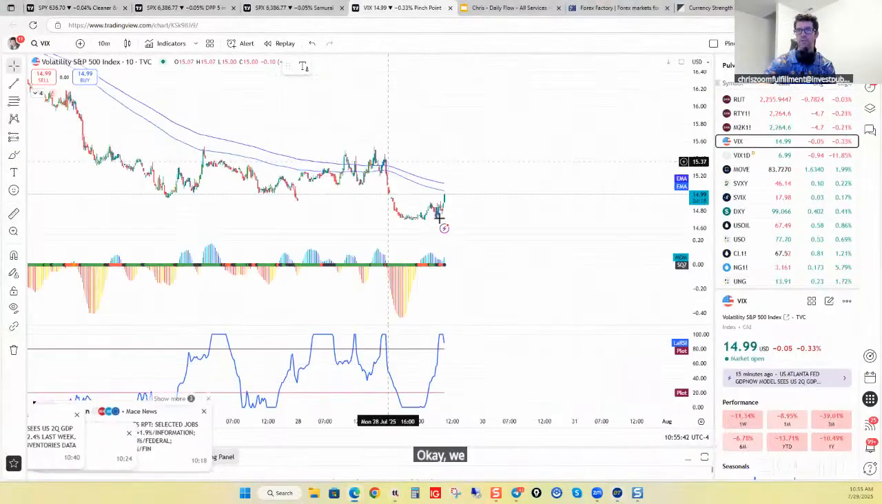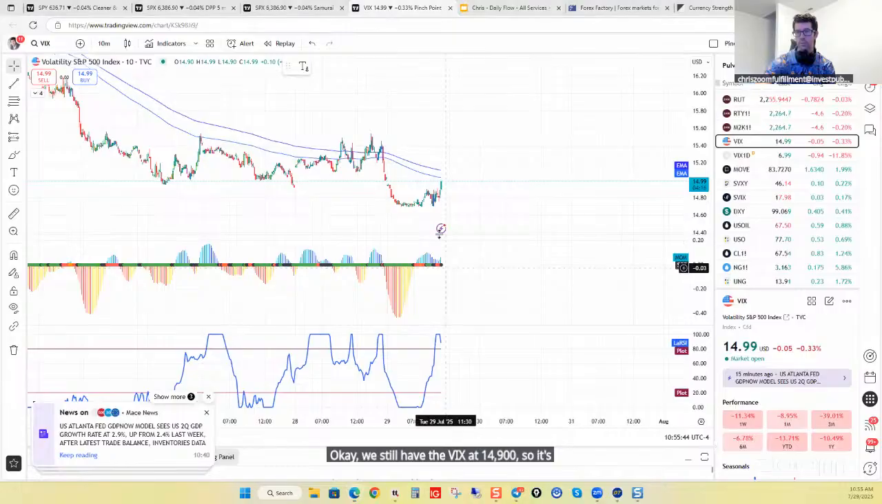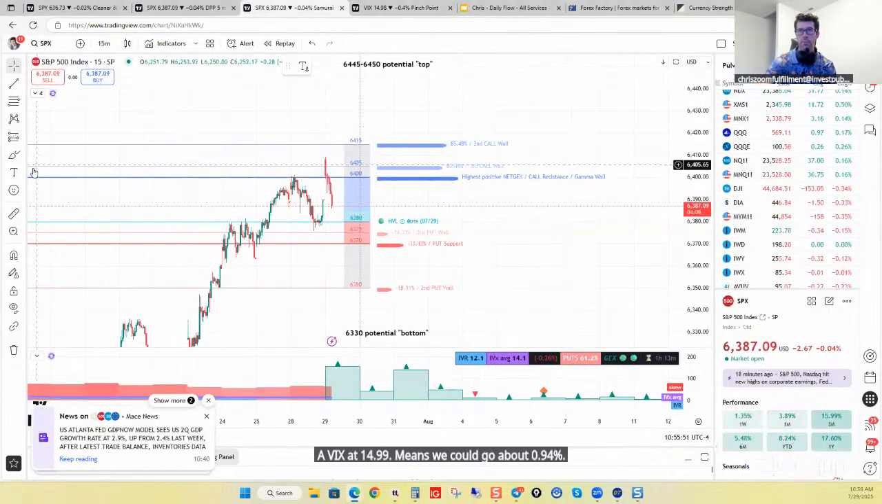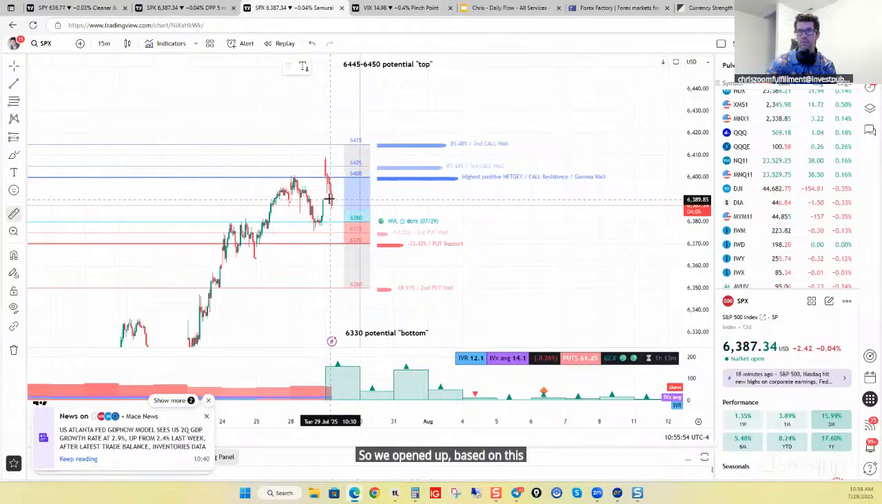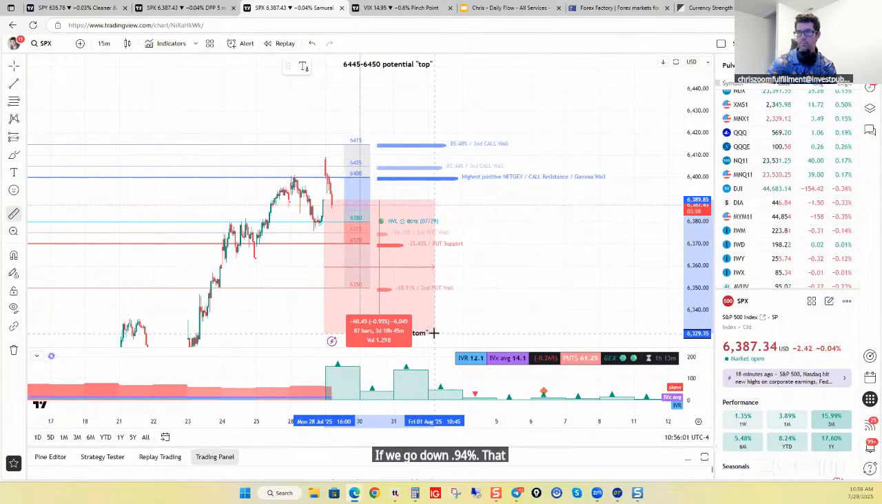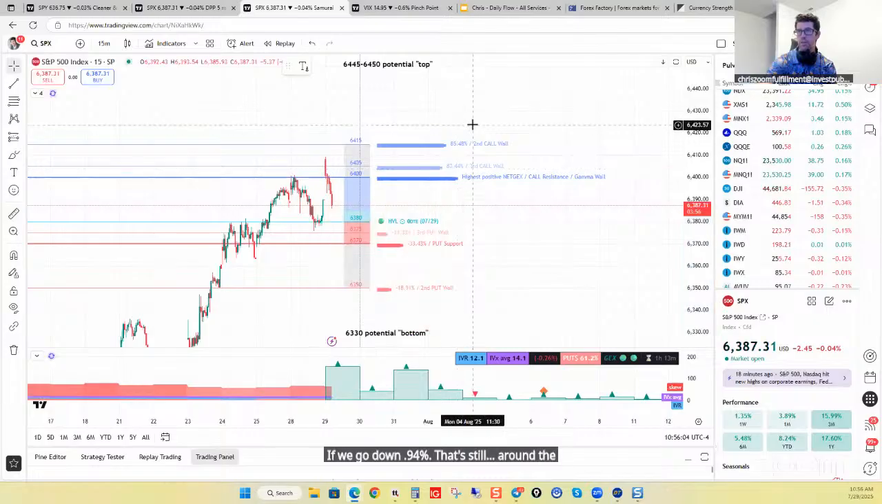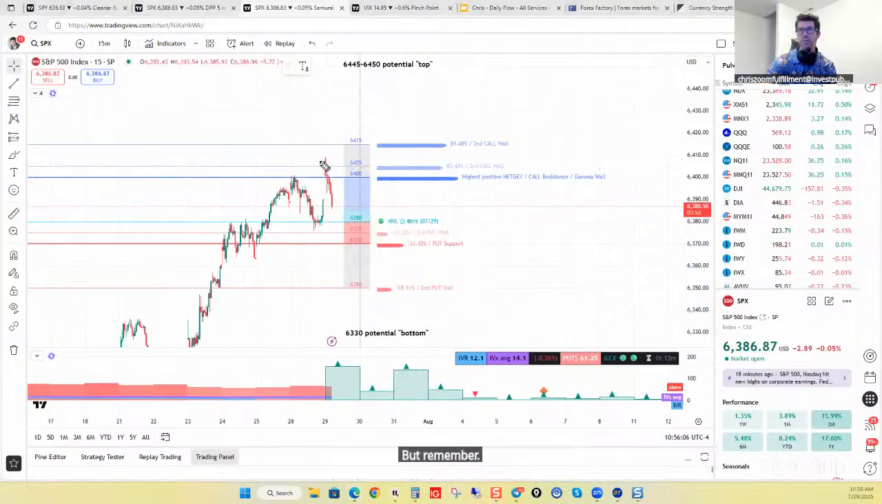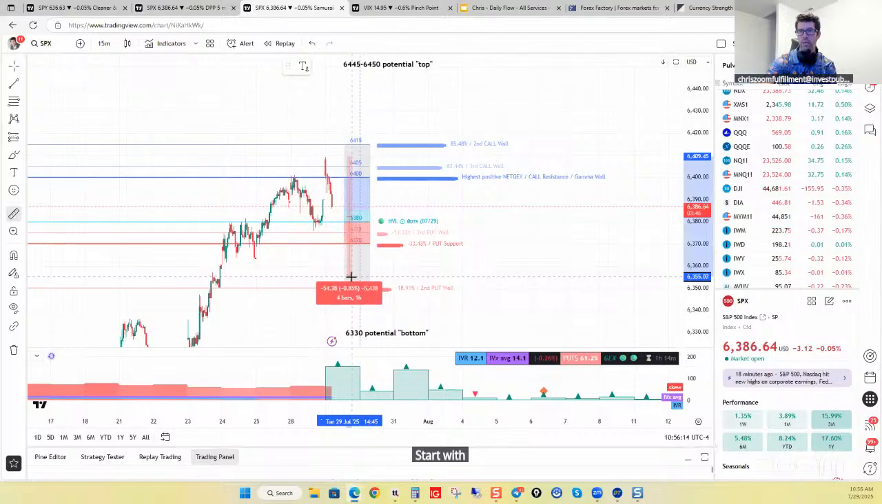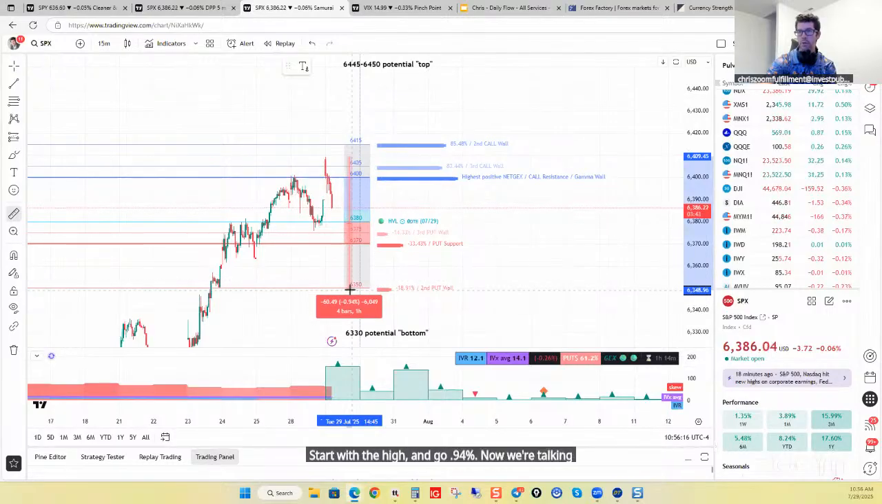Okay, we still have the VIX at 14.9, so it's going up a little bit higher. Just do the numbers here. A VIX at 14.99 means we could go about 0.94%. So we opened based on this level, this is my open, or the close yesterday. If we go down 0.94%, that's still around the 63.30. But remember, this is the high of the day, so this could be adjusted. If you're looking for a bottom today, start with the high and go 0.94%. Now we're talking about a bottom around 63.50.